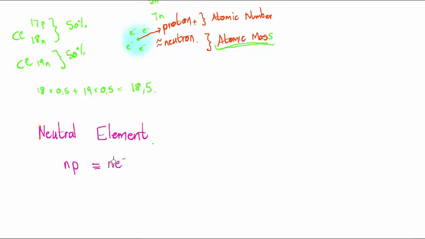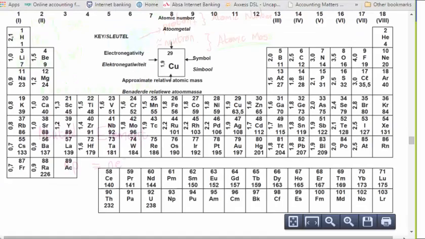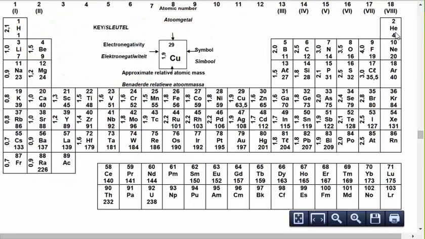I said they don't exist. I lied, sorry. They do exist. These are the only elements that exist with the same number of protons and electrons. Oxygen cannot exist if it has the same number of protons and electrons. If it exists, it is highly unstable. And I'll show you, you'll understand why in just a minute.